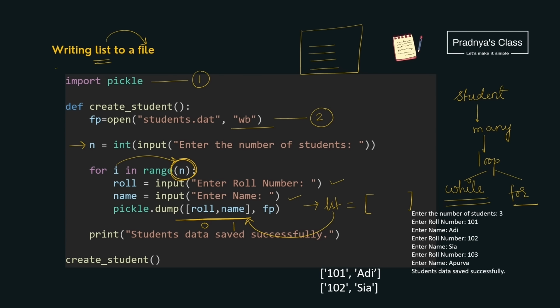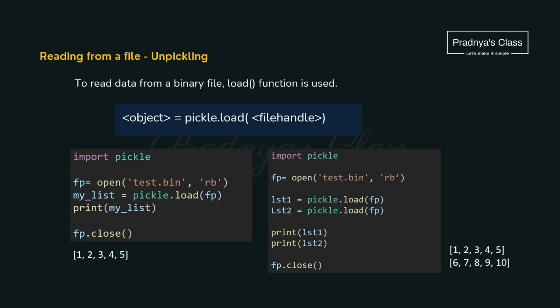To keep it simple, I am directly writing the object in the dump function. Alright, now if we need to read the data through the program, we need to understand the process. For that we will be using the load function of the pickle module. There is only one parameter we need to pass, that is the file handle.